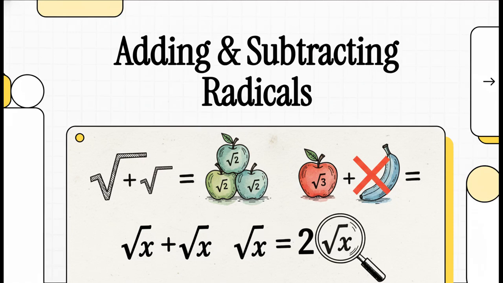Okay, so adding and subtracting radicals, I know, they can look pretty intimidating when you first see them. But what if I told you the secret to solving them is something you actually learned way back in basic algebra? Yeah, it really all comes down to one simple rule, and by the end of this, you're going to see just how easy it is.